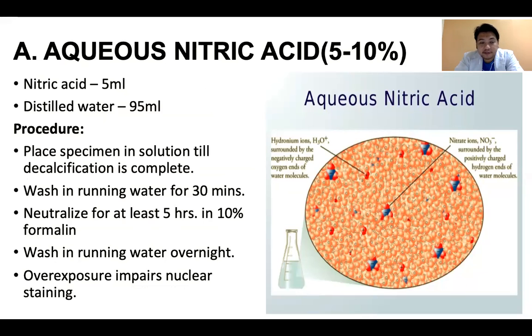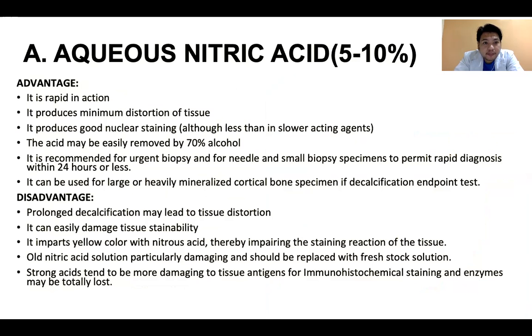It is nitric acid 5 ml plus distilled water 95 ml. So I think nitric acid will be used sa ating decalcification during laboratories. Okay? So advantages of aqueous nitric acid: rapid in action, minimum distortion, and good nuclear staining. Easily removed by 70% alcohol. For disadvantages, prolonged decalcification with aqueous nitric acid may lead to tissue distortion.